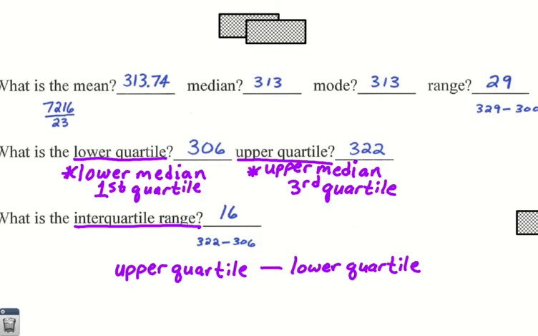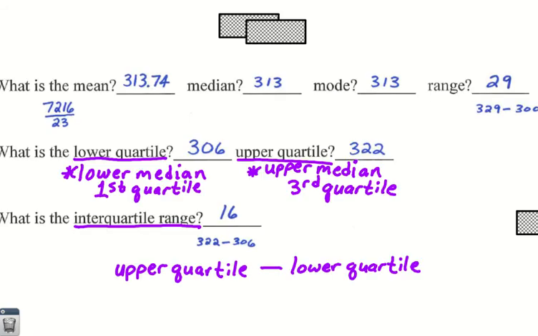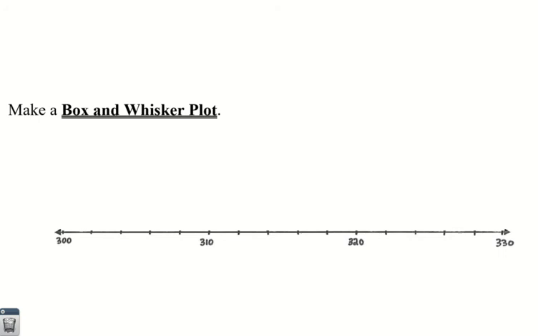Well, a box and whisker plot, let's just cut to the chase. You're going to draw a box that starts at the lower quartile and ends at the upper quartile, so 306 and 322, and we're going to draw a line in that box where the overall median is. So, excuse me as I jump back and forth a couple more times here. The first thing you need is a number line. You can't draw a box and whisker plot without a number line to line it up with.